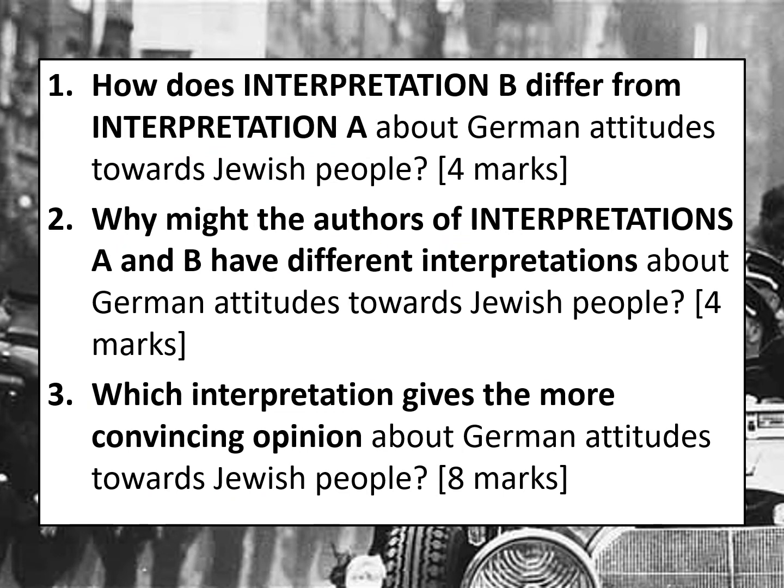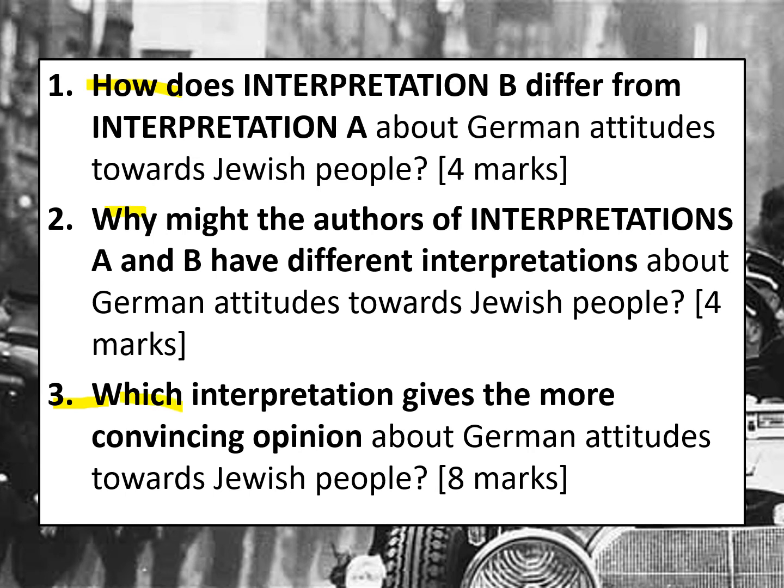You're also going to have 3 interpretation questions that are all about German attitudes towards Jewish people. Now, for 2 of them, you don't really need any own knowledge because the own knowledge is going to come into question 3. Remember that cats produce kittens.